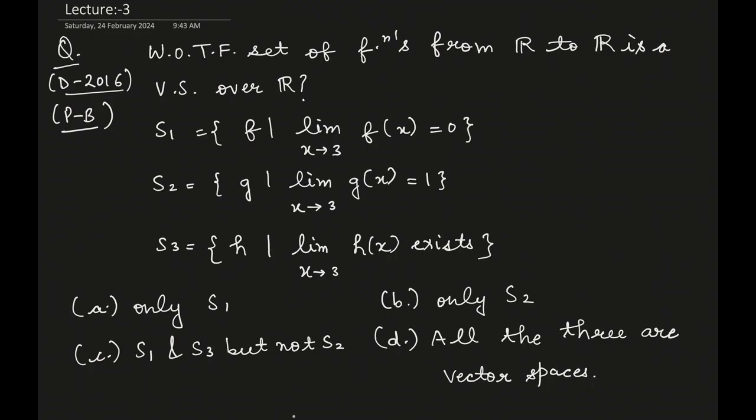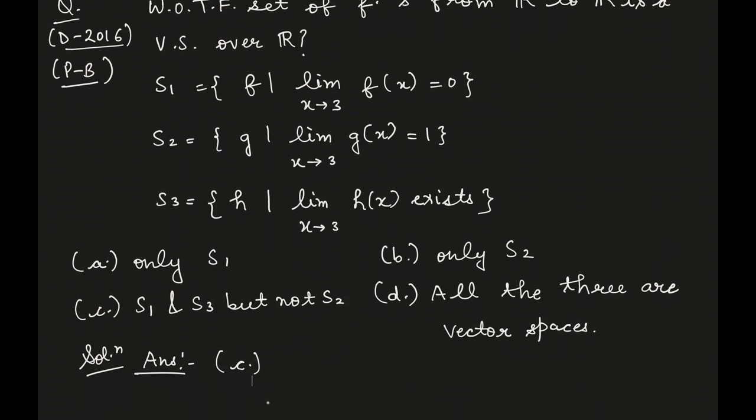Reason? The reason being the closure property. If I add f(x) and g(x), 0 plus 0 will be 0. But in case of S2, it will become 2. And in S3, if the limit of f(x) exists, then if we take another function g(x), the sum of the limits also exists. So S2 is not a vector space, the closure property fails.